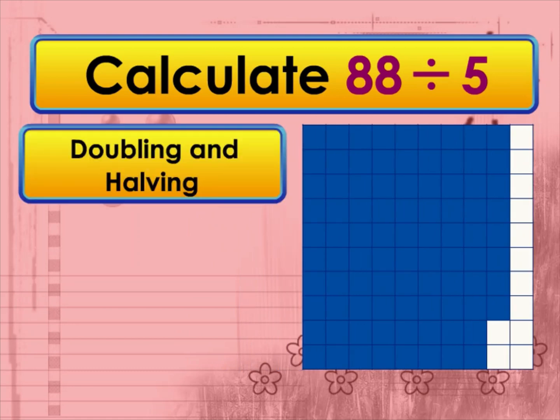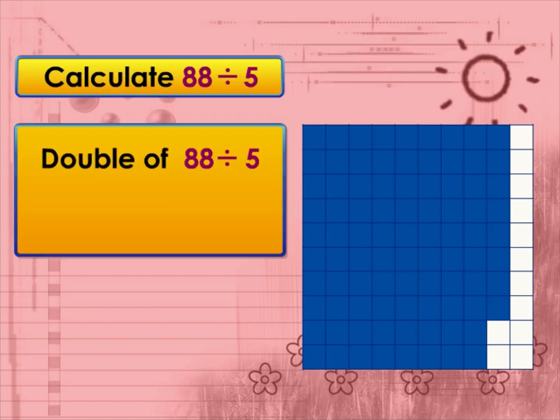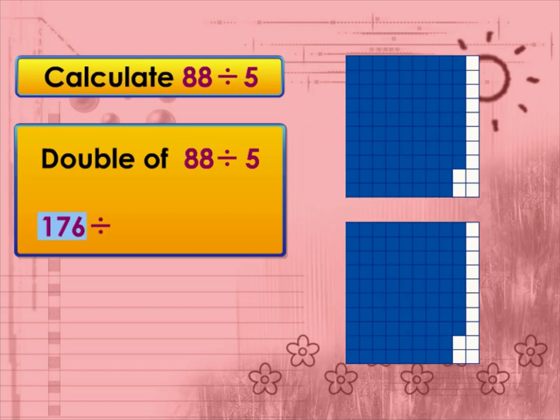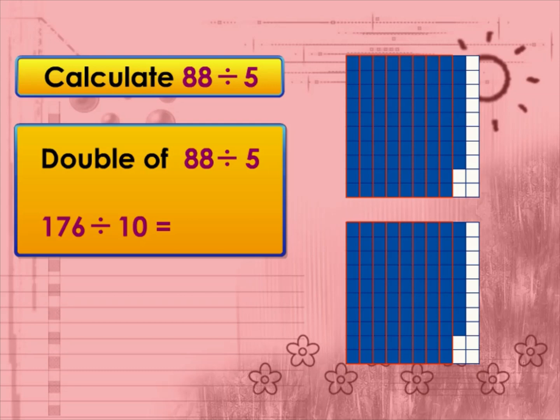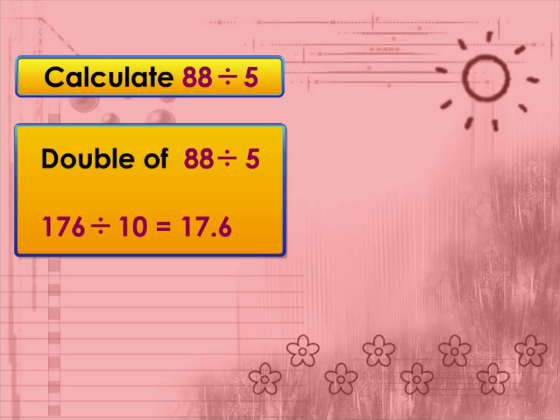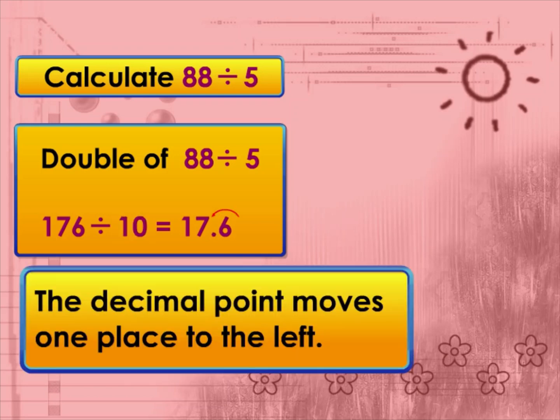Let us use the doubling and halving method. It is a mental division practice to get the answer quickly. First we double both the dividend and the divisor. Double of 88 is 176. Double of 5 is 10. Now group the colored units into 10 equal parts. How many do you get? Yes, 17 groups and a remainder of 6 units. That will give us the answer as 17.6. We can even use mental calculation without a diagram. Remember, when dividing by 10, the decimal point moves one place to the left.